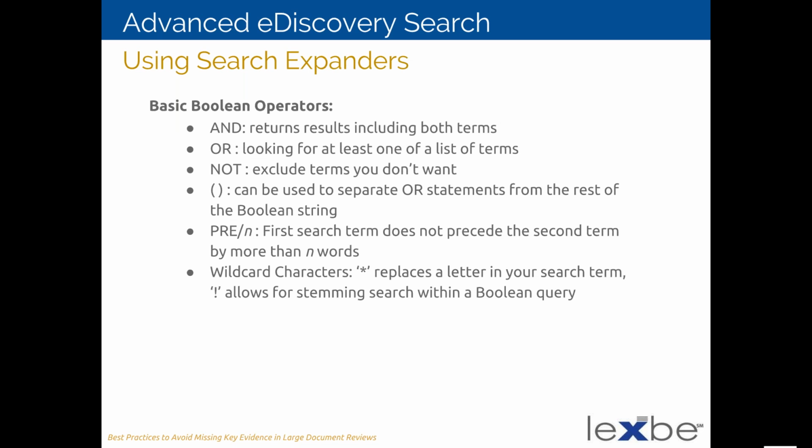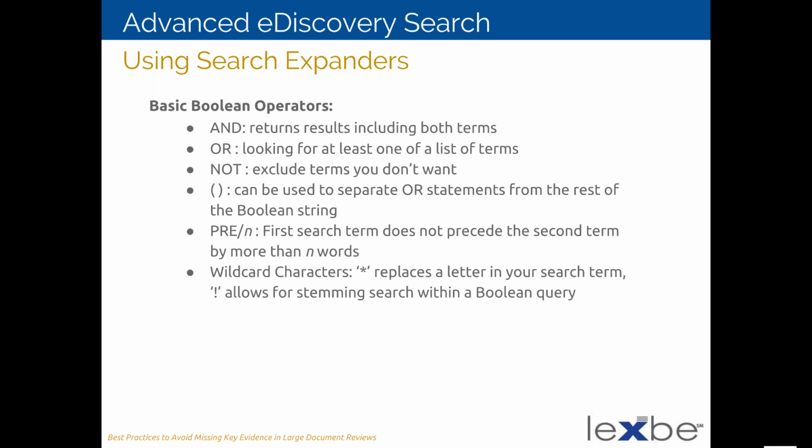So your basic Boolean operators, like I mentioned, is going to be AND, which will return both terms, so apples AND oranges. It's going to return documents that have the word apple and the word orange in it. You're going to have OR. That's going to give you at least one of them. So it'll give you a document that at least has apple or orange in it.